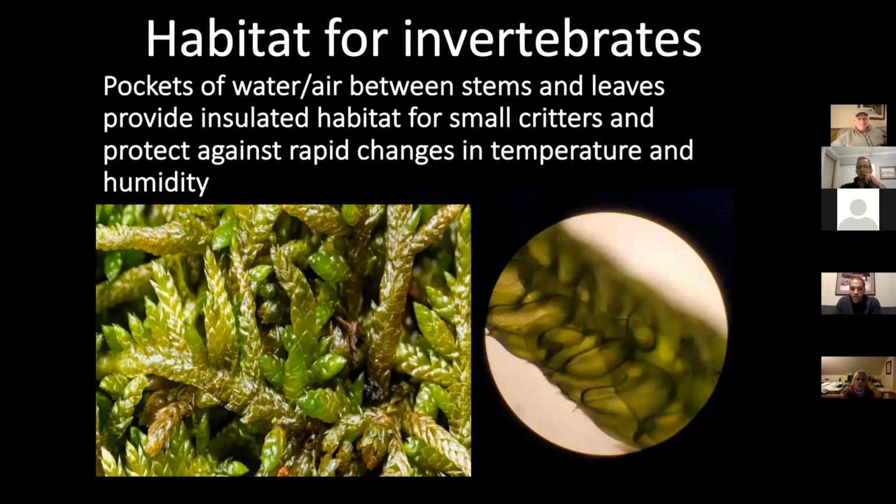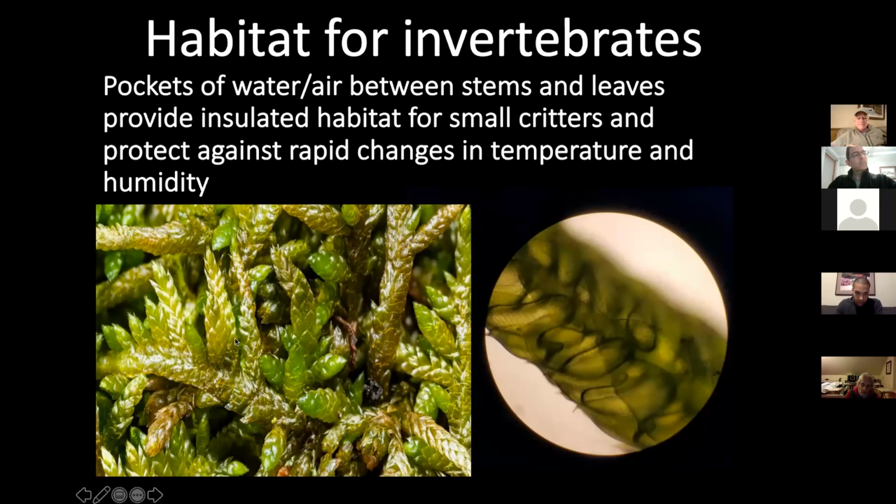They also create habitats within themselves. So the growth structure of mosses, you have this dense community of overlapping stems and leaves. You get lots of pockets of water and air, which make ideal insulated habitat for all sorts of microinvertebrates.